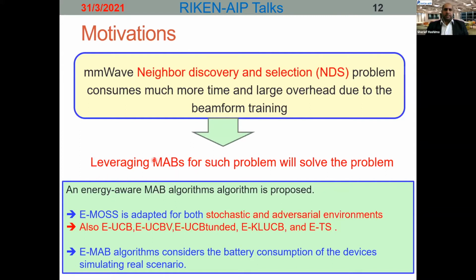We made these bandits energy aware, as budget constrained multi-armed bandits, like energy-aware MOSS (minimax optimal stochastic strategy), UCB (upper confidence bound), KL-UCB, and Thompson sampling. In this scenario, we are very close to our real scenario, where the device battery consumption is taken into account.